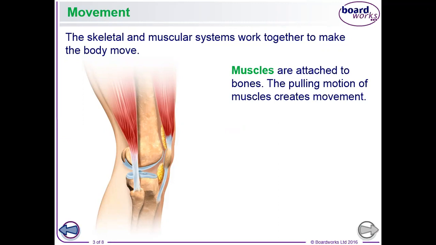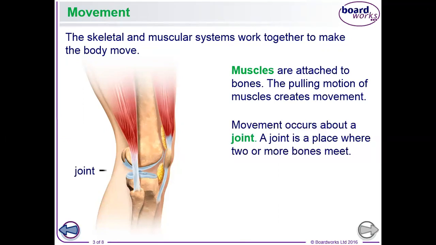People think the muscle pushes your body. No, the muscle doesn't have the capacity to push the bone, but it does pull it, and that's why movement is made easy. Now, movement occurs about a joint. A joint is a place where two or more bones meet. Now, this is an example of a joint here where these two bones meet. The movement is made easy because the connection of the muscle to the bone helps to pull the bone when you're trying to move your body.